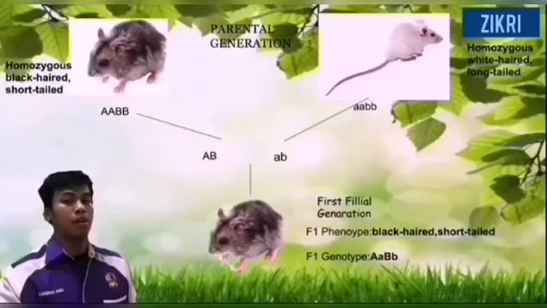For the dihybrid cross, we will use mice as an example. So here we have a homozygous black-haired short-tailed mouse, then a homozygous white-haired long-tailed mouse. We call the mice homozygous because identical alleles are present on both homologous chromosomes. So the genotype for the black-haired mouse is uppercase AA and uppercase BB. Then the genotype for the white-haired mouse is lowercase aa and lowercase bb. So uppercase A represents black hair, uppercase B represents short tail, lowercase a represents white hair and lowercase b represents long tail.